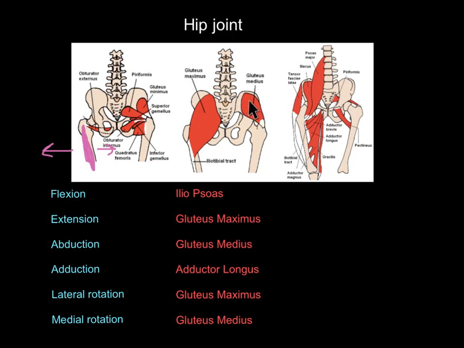When you contract your gluteus medius, that abducts the hip. So as you can see there, when this muscle contracts and shortens, it's going to pull this femur out to the side. So when you abduct your hip joint, when you swing your leg out to the side, that is the gluteus medius. When you adduct your hip, you contract your adductor longus.